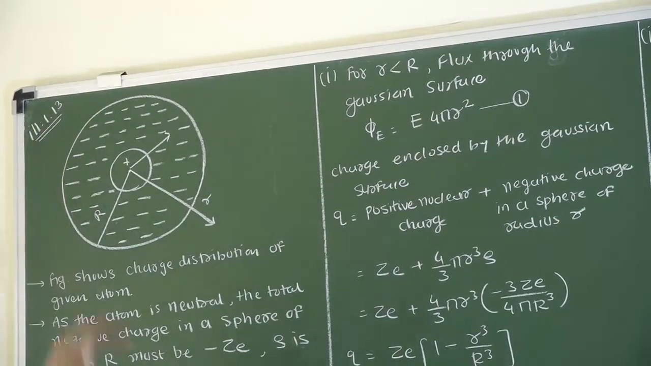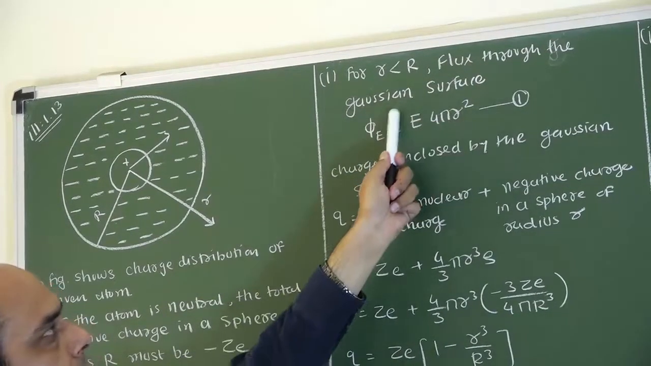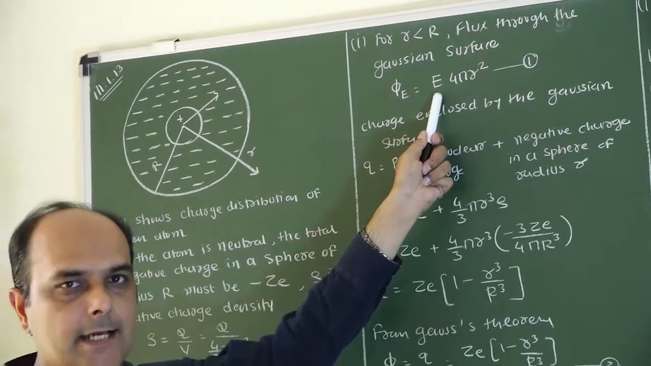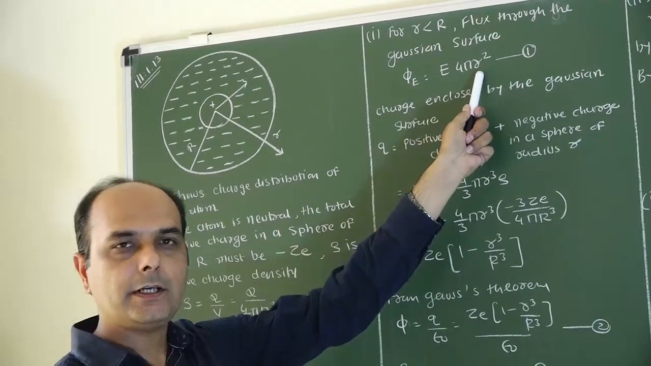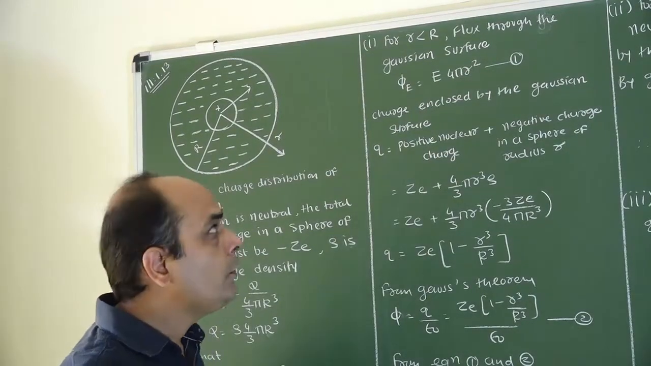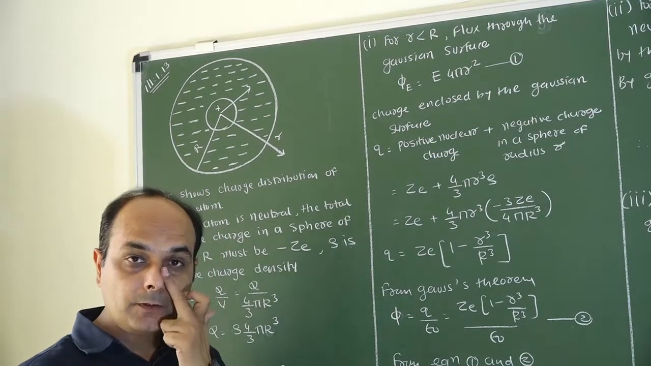4 pi r square. Therefore, the flux through the Gaussian surface, phi E, is equal to E into delta S. Delta S is replaced by 4 pi r square. We write down the equation: E into 4 pi r square, equation number 1. Now the flux is completed.